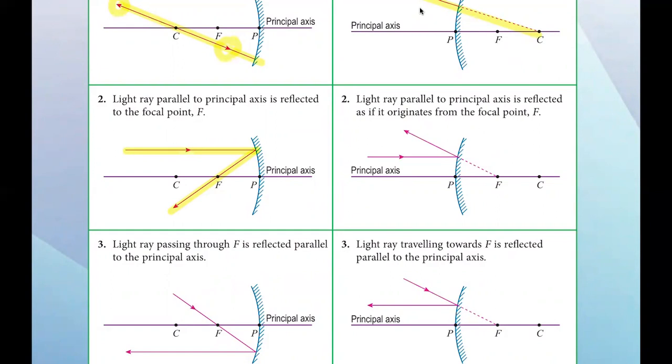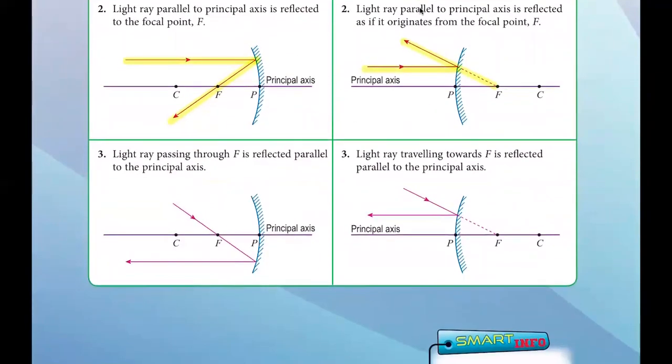And for convex mirror, a ray parallel to the principal axis is reflected as if it came from F, which is at the back, behind the mirror. Then the third rule: a light ray passing through F.